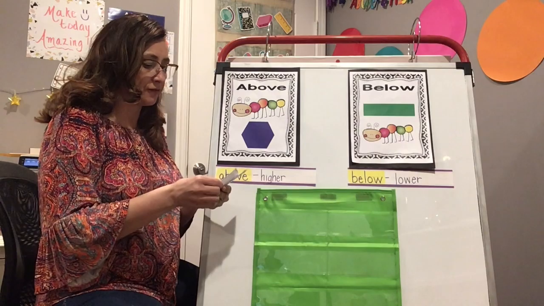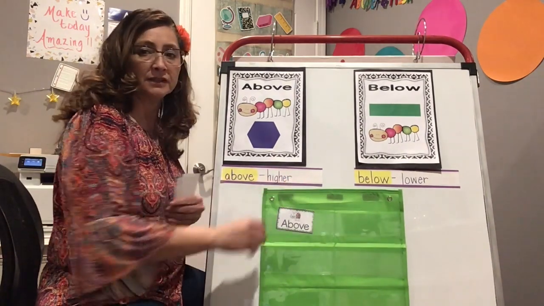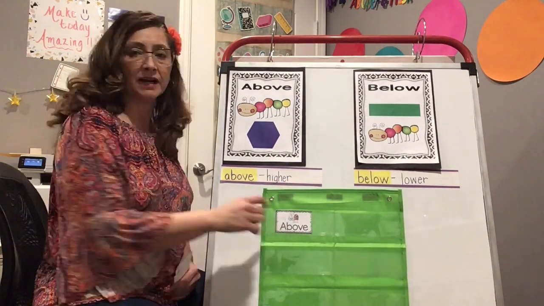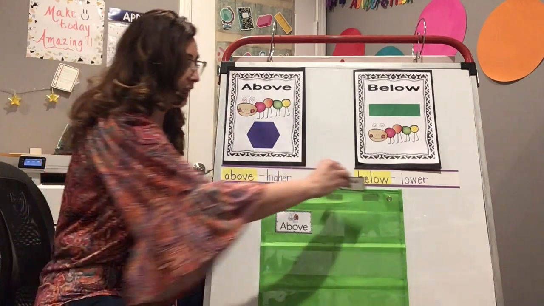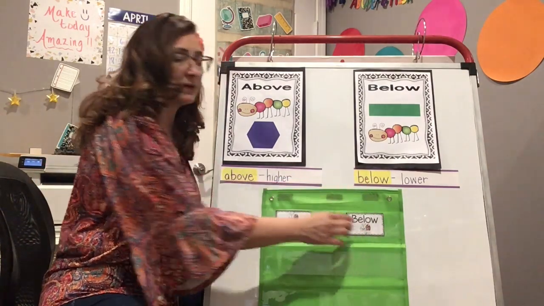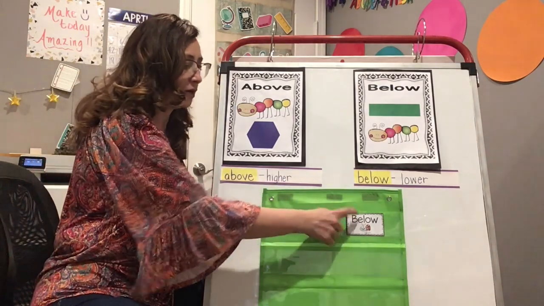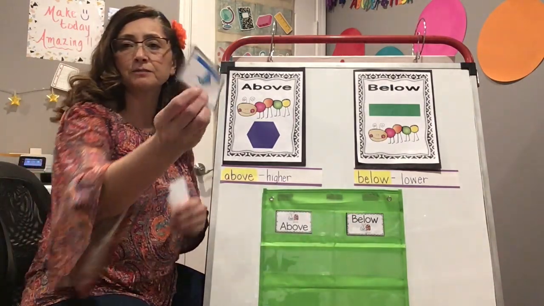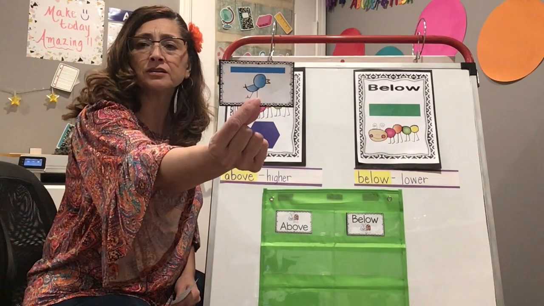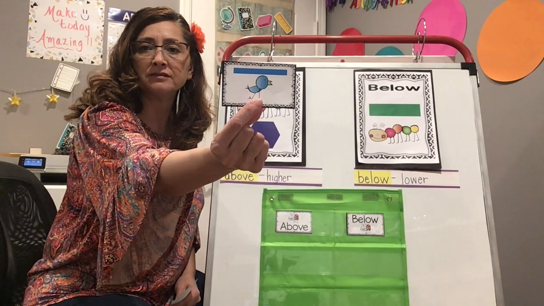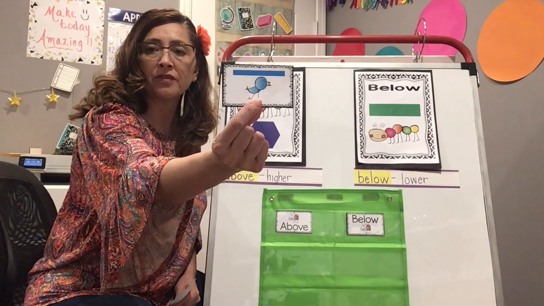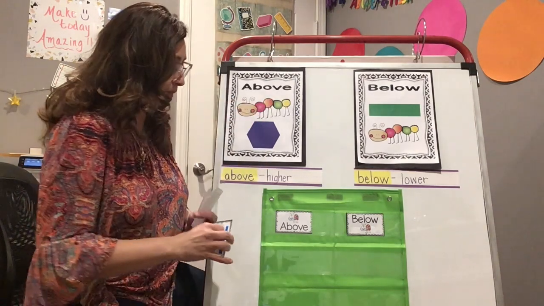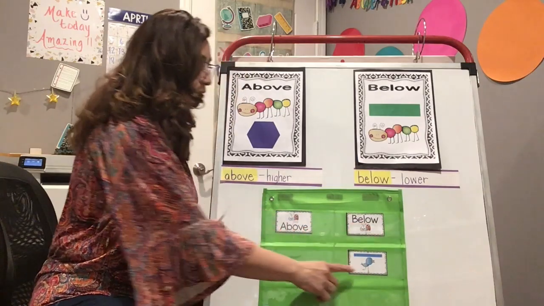So we're going to first use the word above. And we can see that the ladybug is above the word above. And here's the ladybug below the word below. So let's take a look at the first picture. Boys and girls, where is the bird? That's right. The bird is below the rectangle. So we're going to put that here under below.